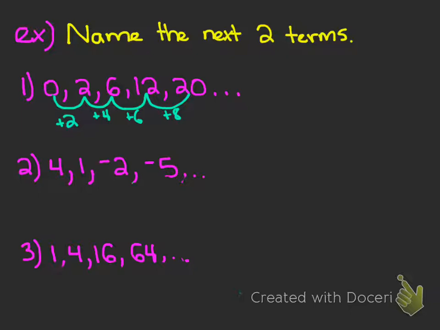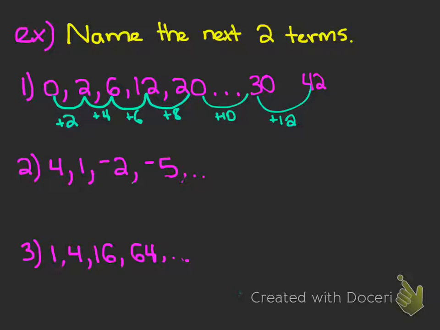So that means that the next term we will need to add 10. So after 8 comes 10. So 20 plus 10 is 30. So the next term in this sequence is 30. Okay? From there, we'll need to add 12. So the next term in our sequence is 30 plus 12, which is 42. Okay, so that is inductive reasoning. We're using patterns to come up with some kind of conclusion. All right, let's look at the next one.